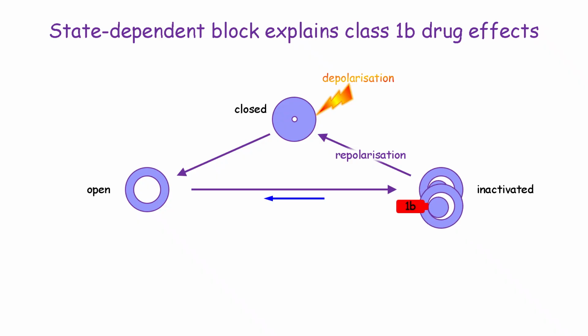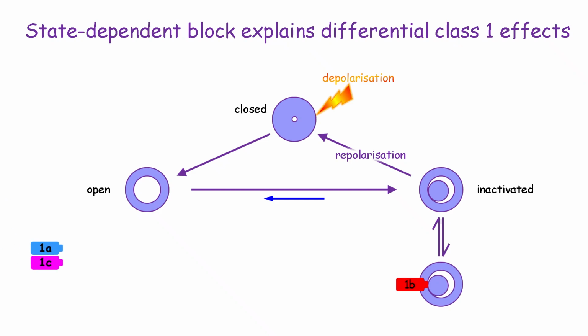This means they selectively bind during the inactivated state and prevent channels from reopening during the plateau. As a result, the late sodium current is suppressed, while the upstroke is only minimally affected. So what about class 1A and 1C drugs?